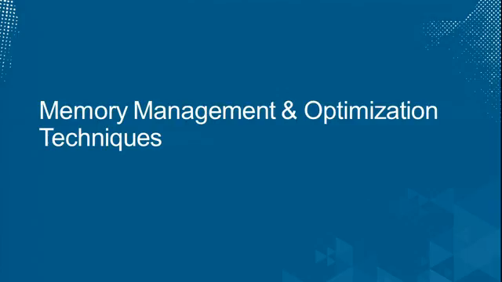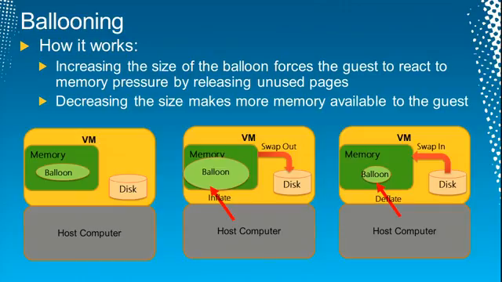So now we're going to take a look at some of the different techniques out there for memory optimization and memory consolidation. The first is called ballooning. Essentially, ballooning is an application driver that's running inside of the virtual machine. In some regards, you can consider it a hungry application. When the system needs memory, it will balloon up and tell the operating system inside the virtual machine that I need memory.